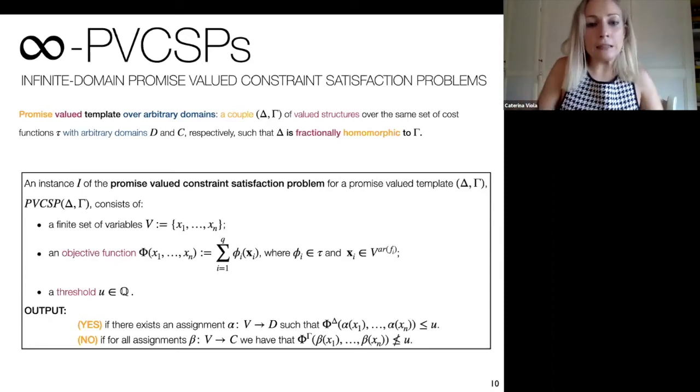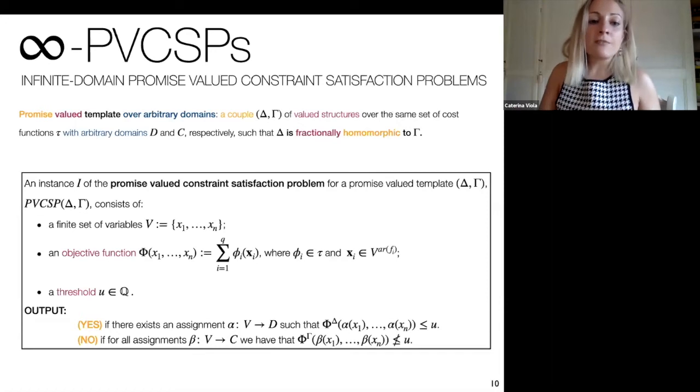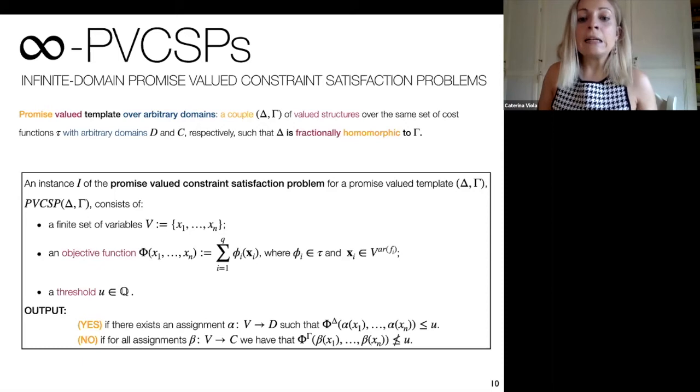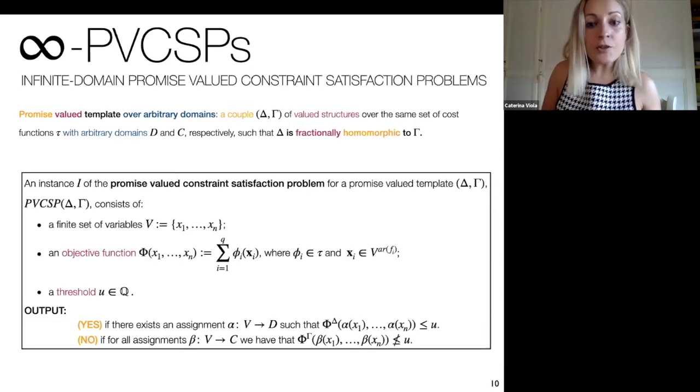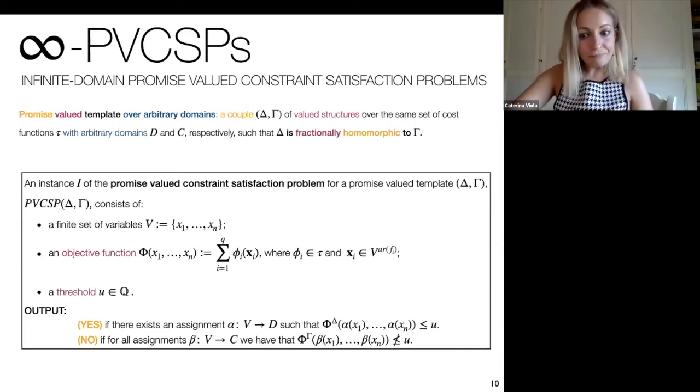And as in the promise case, the output of an algorithm solving this problem is yes if there exists an assignment for the variables with values in the domain D such that capital Phi has cost at most U in the valued structure Delta, and no if for all assignments for the variables with values in C, we have that capital Phi is not bounded by U in the valued structure Gamma.